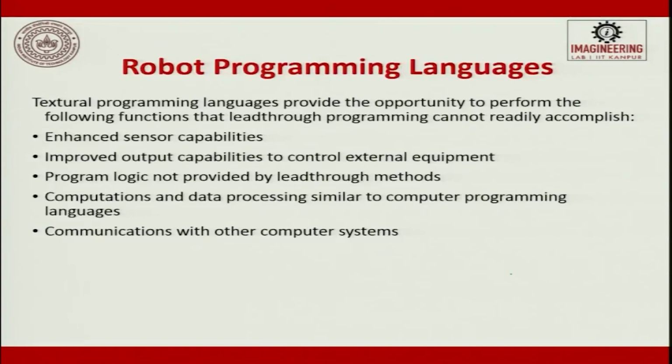Textual programming gives the opportunity to perform the following functions that lead through programming cannot readily do: enhance sensor capability, and improve output capability to control external equipment. Program logic not provided by lead through methods will be done by robot programming. Computational and data processing similar to computer programming languages can be done by the robot programming language, which also communicates with other control systems.